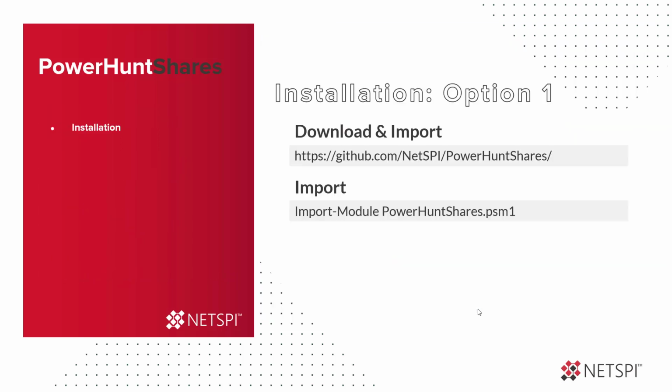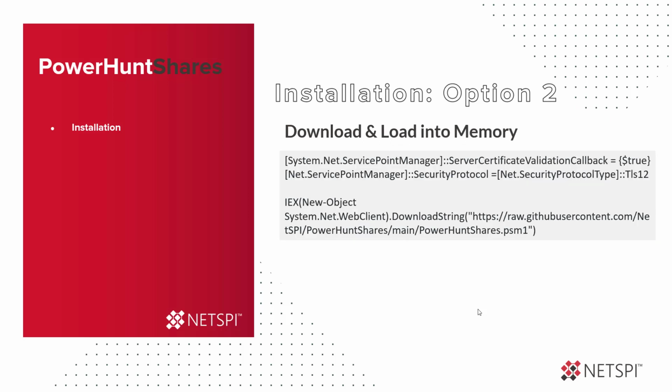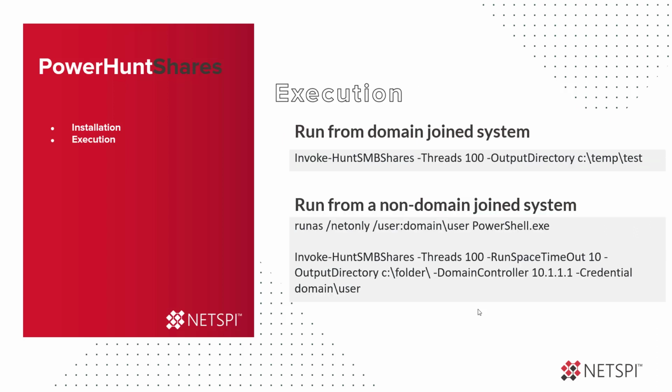So to give you a quick primer on this before I show the video, you can download it from GitHub. It's free. It's out on NetSPI's GitHub account. You can import it like a proper PowerShell module, or you can download and execute it in memory, which is what all the fancy people like to do. So there you go. Once it's loaded, regardless of your method, you can run it from a domain system or a non-domain joined system. Either way is fine.